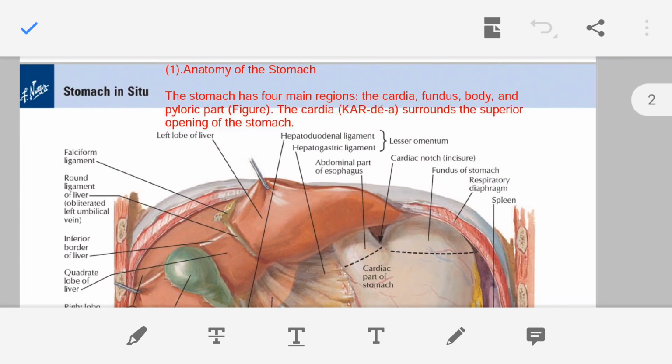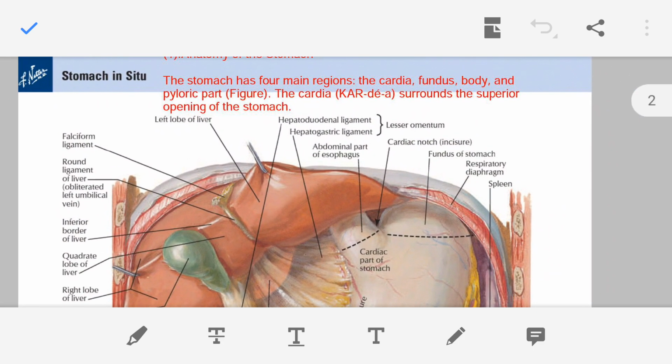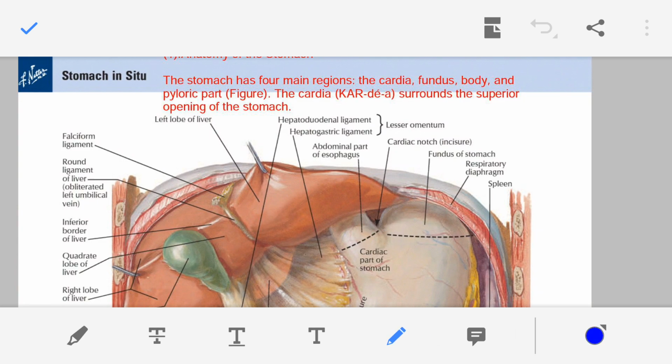Now what is cardia? Which region is cardia? Where is it present? Cardia surrounds the superior opening of the stomach. For example, over here, this is the esophagus, and this is the opening of the stomach. So here the esophagus joins the opening of the stomach. This part is the cardia, and cardia is present closer to the opening of the stomach. So that is the meaning of this first point.